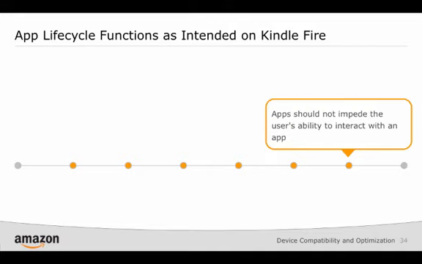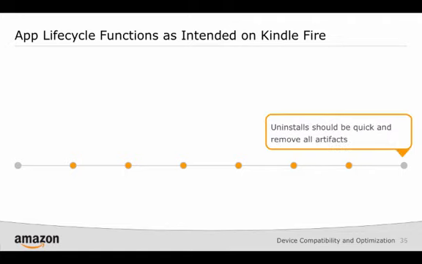App activity should not impede the user's ability to interact with the app. For example, users should not experience a noticeable delay when typing into an app. Users should be able to navigate the interface of the app without becoming locked into any one screen. In addition, users should not be forced to exit the app using the Home soft key. Uninstalling the app should be quick and remove all artifacts, including saved data.